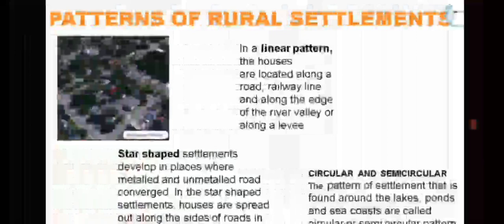Linear pattern. In a linear pattern, the houses are located along the road, railway line, along the edge of a river valley, or along the levees. Circular or semicircular pattern: this pattern of settlement is found around lakes, ponds, and sea coasts. Star-like pattern, where several metalled or unmetalled roads converge. Star-shaped settlement developed.